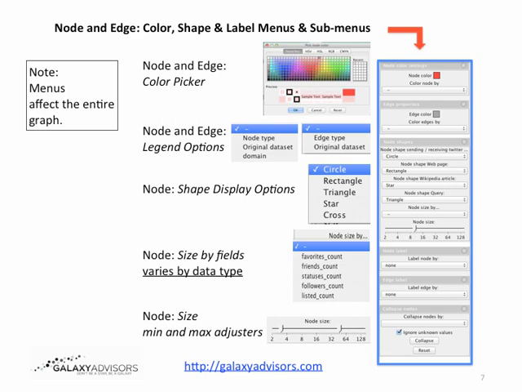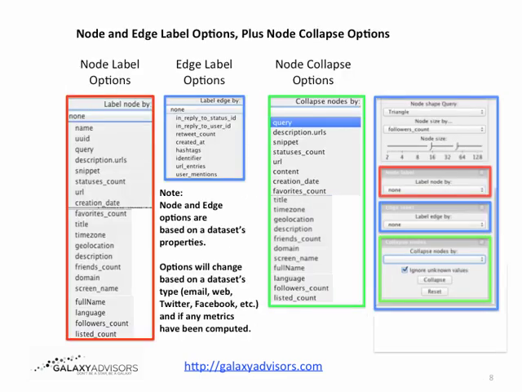And again, for the node size, you actually have two adjusters to make the nodes minimum smaller or maximum larger, so you have full control over the size of those nodes as well. The main thing is that these menus depend on your data type and will change, and again, these menus affect the entire graph.